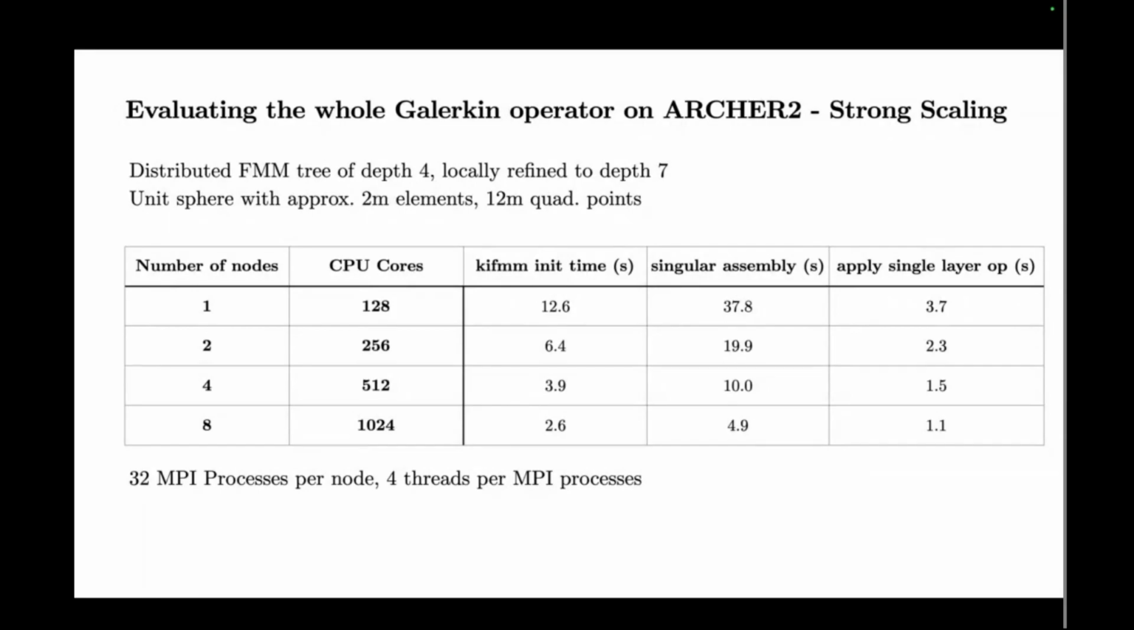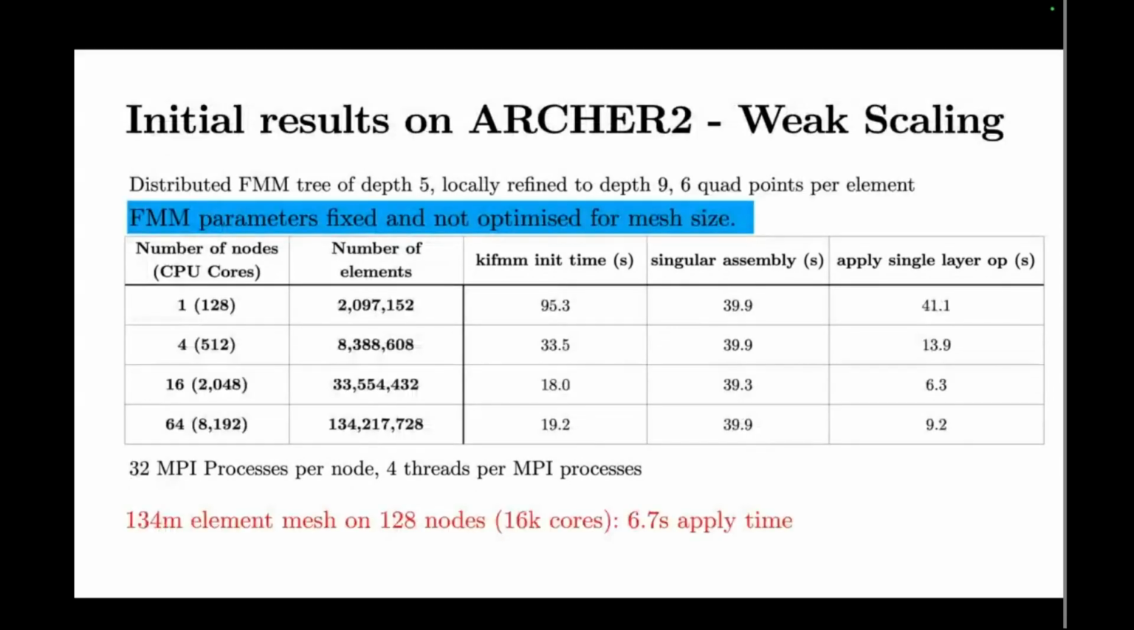I went up to 8 nodes, and then KIFMM initialization time. This here is 2 million elements, which leads to 12 million quadrature points. On 8 nodes it is 2 seconds for the FMM initialization time. The singular assembly, the pre-computation of the singular integral, is 5 seconds, and then applying the whole operator, the whole chain through, is just over 1 second, which is very, very nice. On ARCHER2 we use, per node, 32 MPI processes and 4 threads per MPI process.